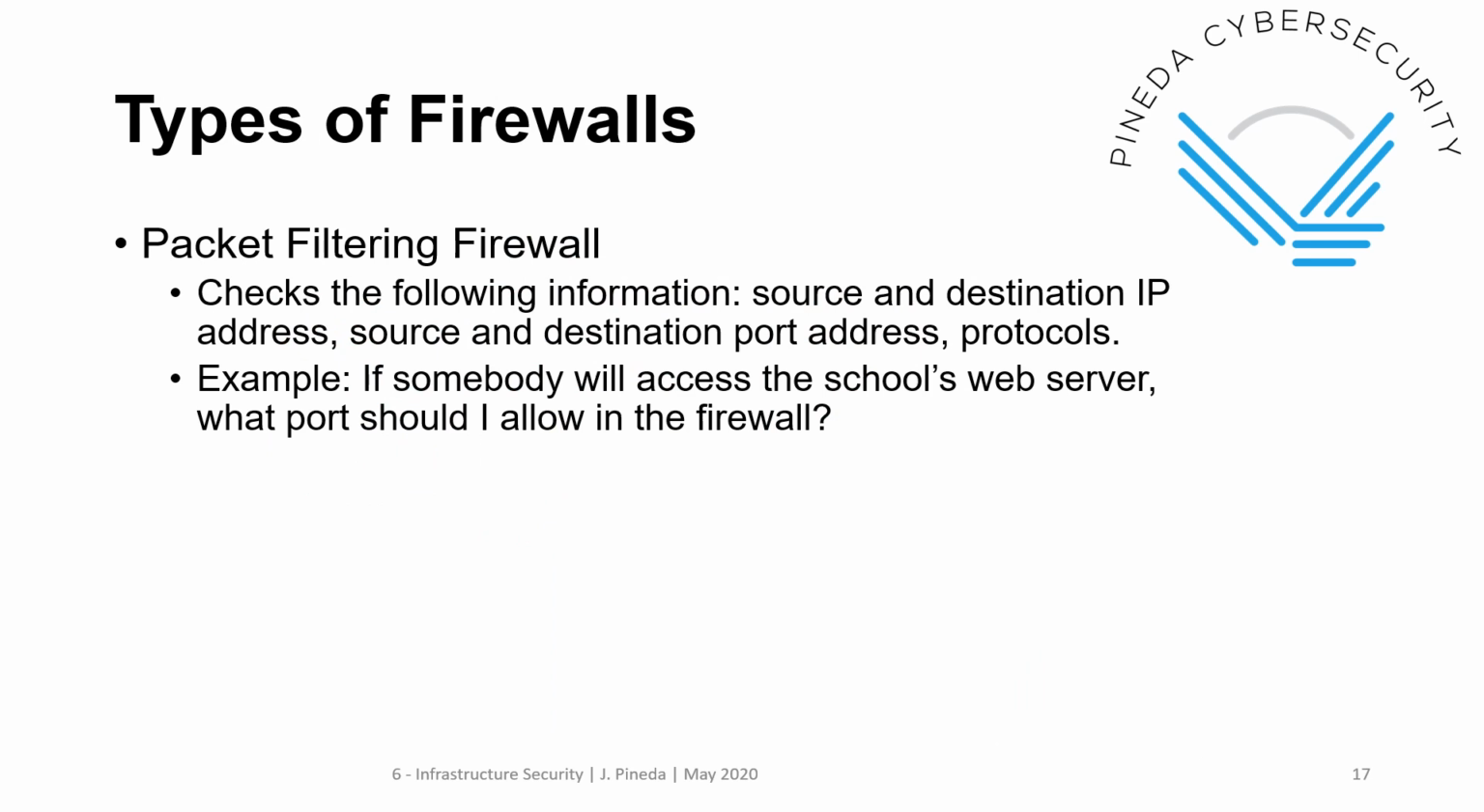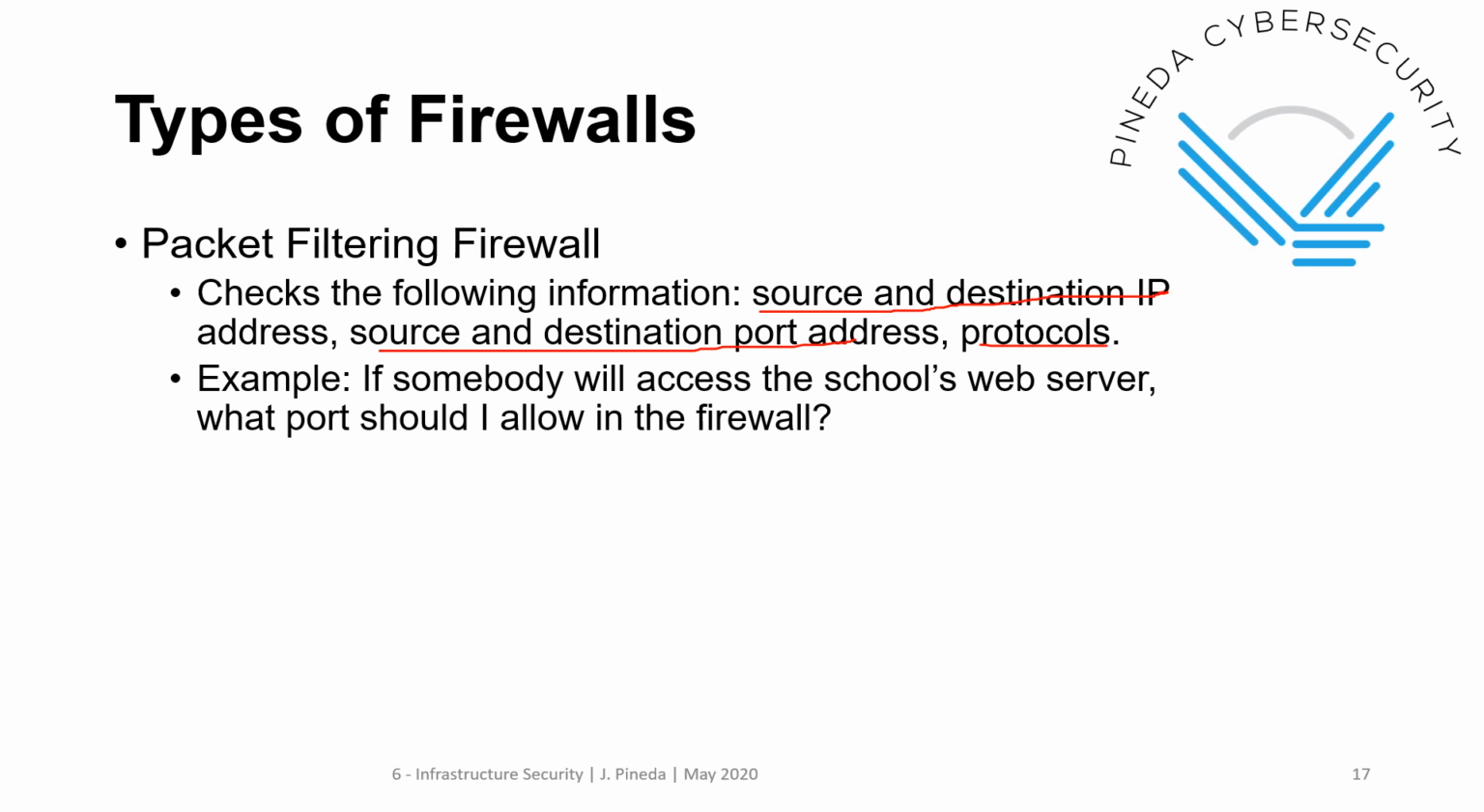Now, there are three types of firewalls that we will discuss for this lesson. The first one is packet filtering, which checks the following information. Okay, we call it the header because it's the header file. Okay, header information of the data. So it checks for source and destination IP addresses, source and destination port address, and protocols. So these are the only things that it checks.